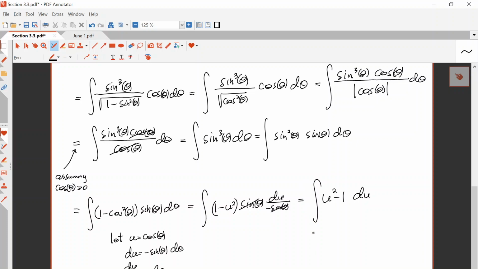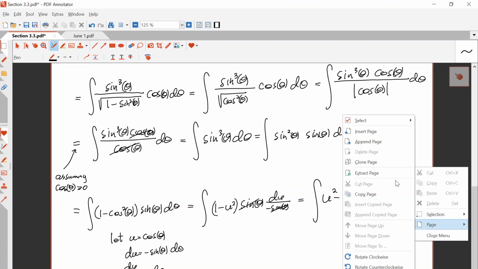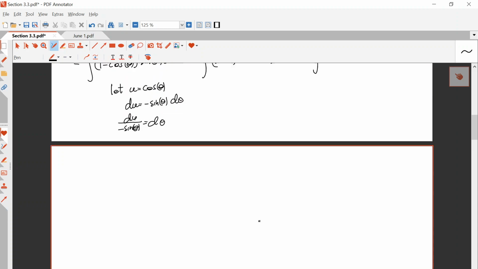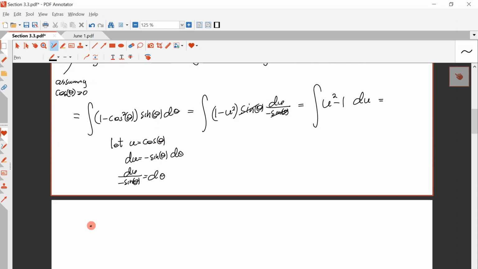Now this evaluates, the antiderivative in terms of u evaluates to one-third u to the third minus u plus c. Now, let's put u back in terms of theta. So this becomes 1/3 cosine to the third theta minus cosine theta plus c.